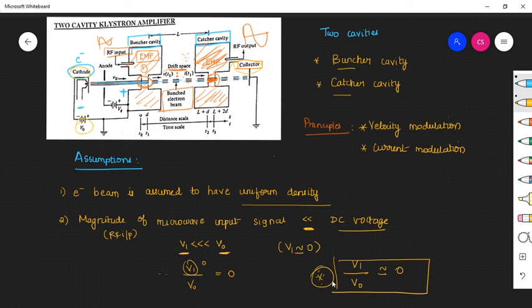So this is the schematic and the working principle of the two-cavity klystron amplifier. In the next video, we will start with the analysis of the two-cavity klystron amplifier.